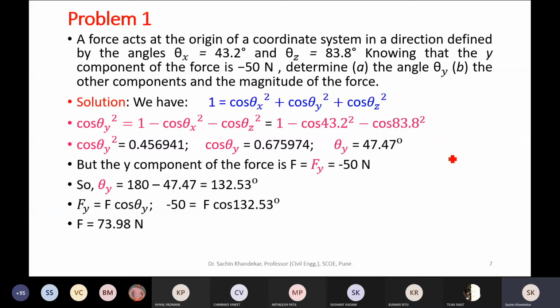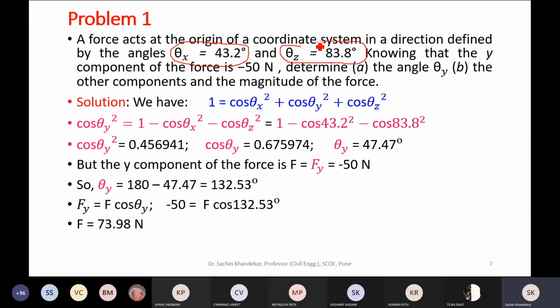Let us solve one problem and then we will stop. A force acts at the origin of a coordinate system in a direction defined by the angles theta x 43.2 degree. Please note that now theta x is 42.3 degree. That means the x component must be positive. X component must be positive means it must be in the positive x direction, because theta x is less than 90 degree.